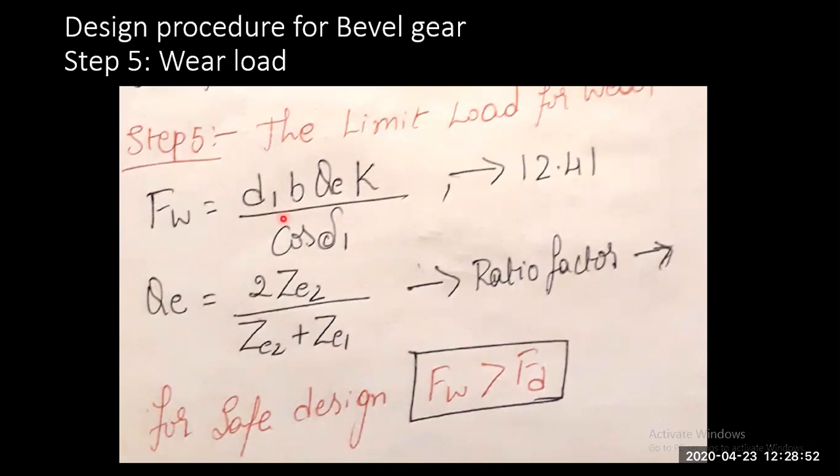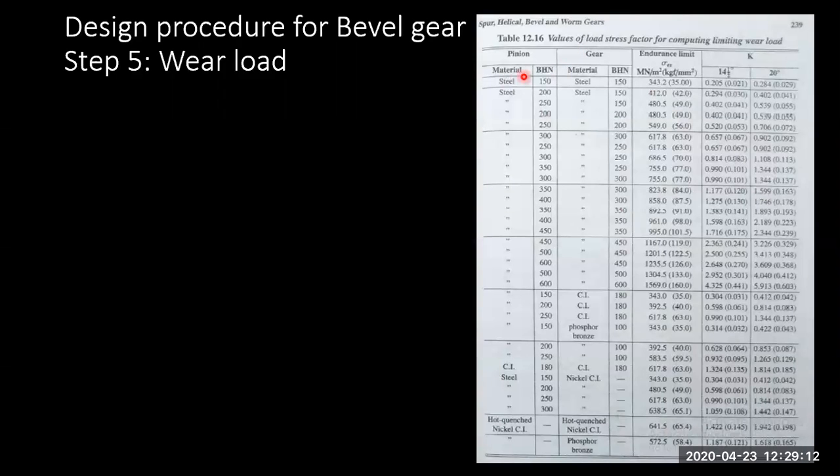After this, you use this condition for safe design, as for static stress, and get the value of k, just like the previous numericals. Once you get k, we'll refer to this table here. For that particular value of k, that particular angle, and the particular material given in the question, we'll recommend the hardness numbers. So that is about the designing of this bevel gear. This is the last step.